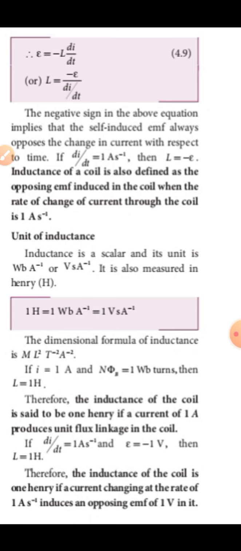Next we see the definition of inductance of a coil. Inductance of a coil is defined as the opposing EMF induced in the coil when the rate of change of current through the coil is 1 ampere per second.